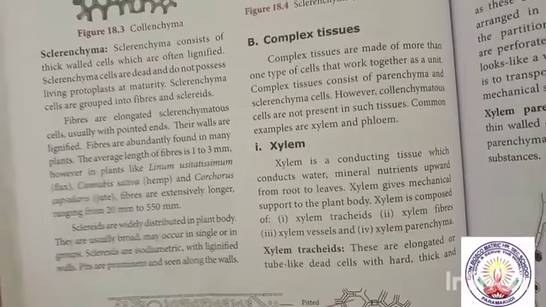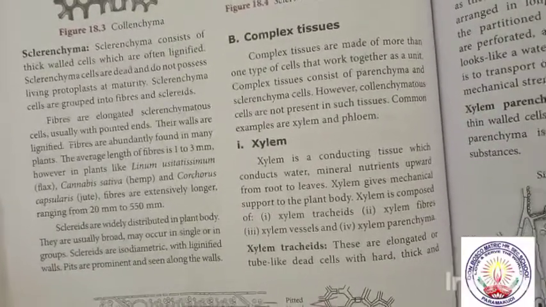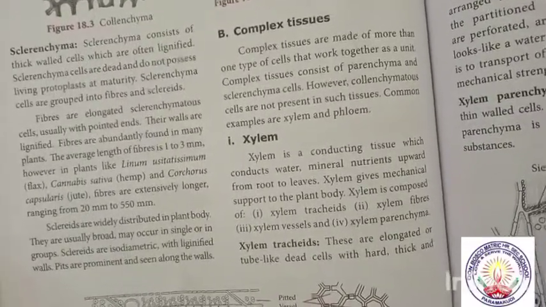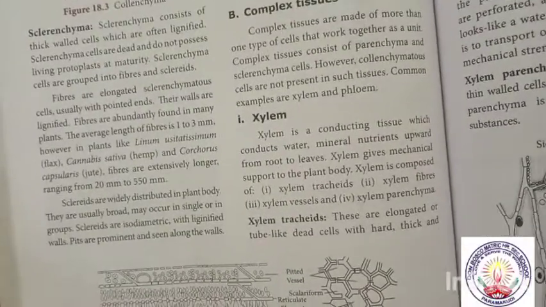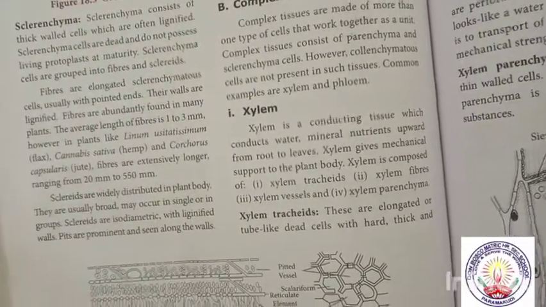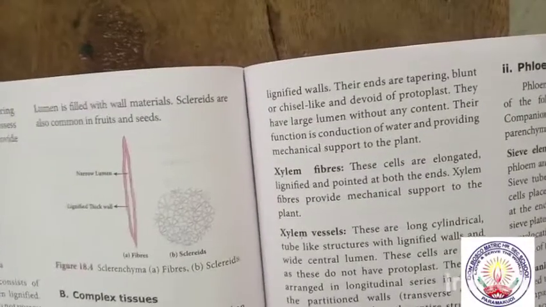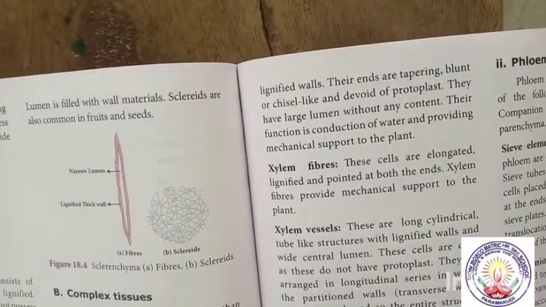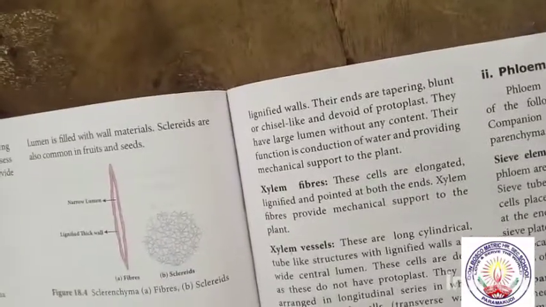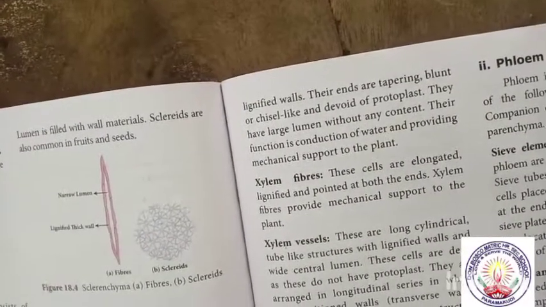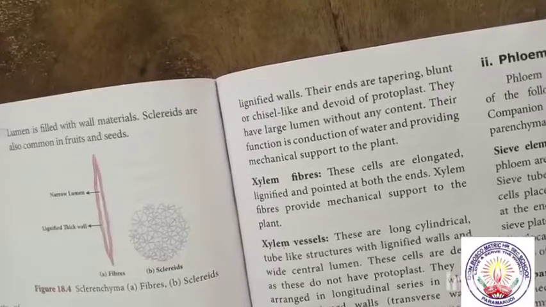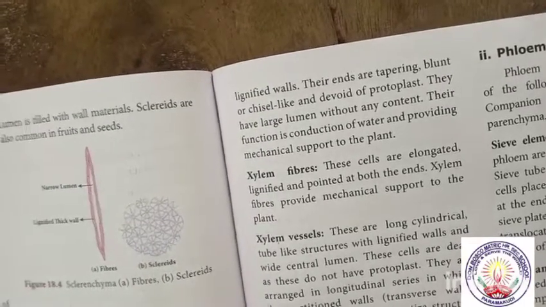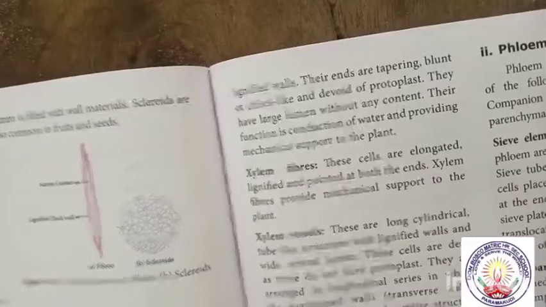Xylem is composed of xylem tracheids, xylem fibers, xylem vessels and xylem parenchyma. Xylem tracheids: they are elongated or tube-like dead cells with hard, thick and lignified walls. Their ends are tapering, blunt or chisel-like, and devoid of protoplast. They have a large lumen without any content. Their function is conduction of water and providing mechanical support to the plant.